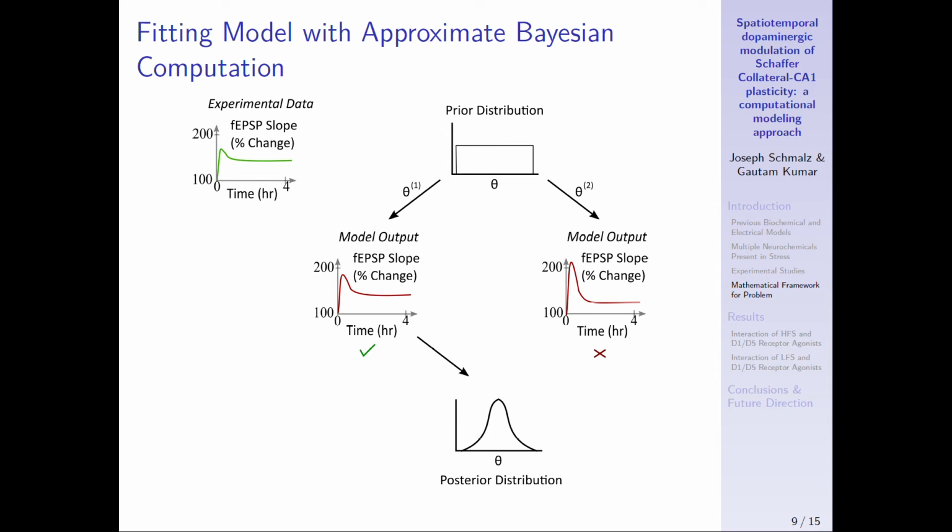If the output falls within the tolerance, then the parameters are accepted. We repeat this until we have a large number of accepted parameters, giving us the posterior distribution. For the sequential Monte Carlo variation, we then repeat this process, only now this posterior distribution becomes our new prior distribution. We repeat this until we have an acceptable tolerance level.